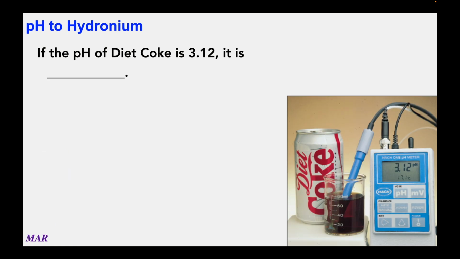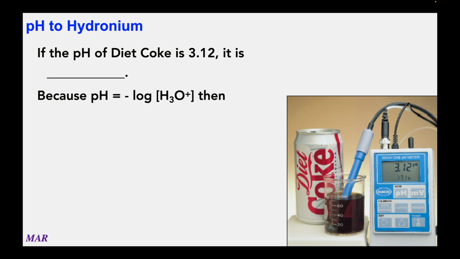In the picture on the right, we have a Diet Coke solution being analyzed by a pH meter. A pH meter is just an electronic device that allows you to find how acidic or basic something is. And you can see in this example with that pH probe in the Diet Coke, the pH comes out to be 3.12. Because the pH here is less than 7, we would call this Diet Coke acidic. Most compounds and drinks that we eat and consume are actually a little bit acidic.